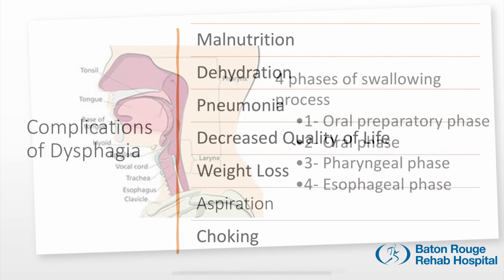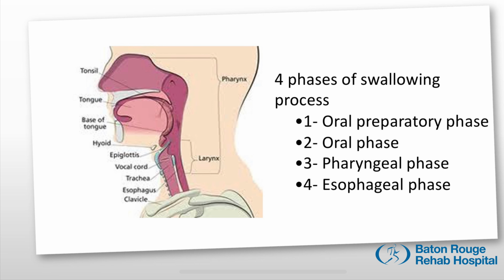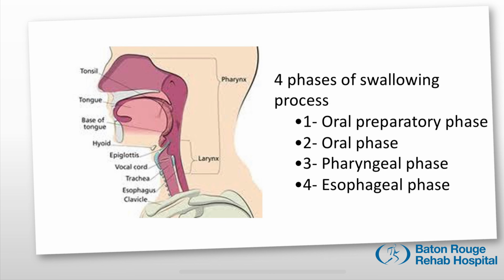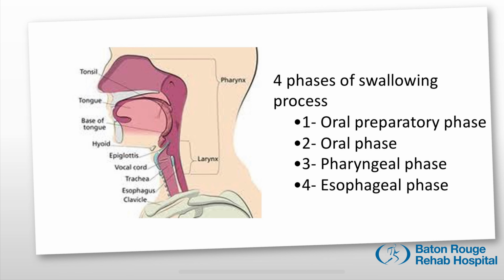Before we begin delving into swallowing function, let's review a basic breakdown of the functional anatomy and physiology of swallowing. You can see this is a lateral view of the head and neck. Take notice of the different components and how we group them into the larynx and the pharynx collectively. There are 4 phases of the swallowing process. These include the oral preparatory phase, oral phase, pharyngeal phase, and esophageal phase.